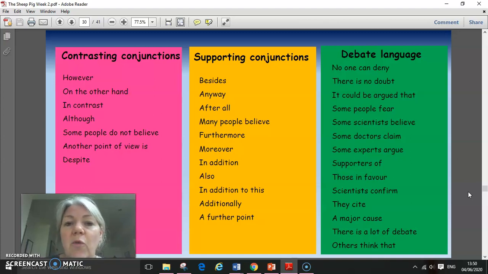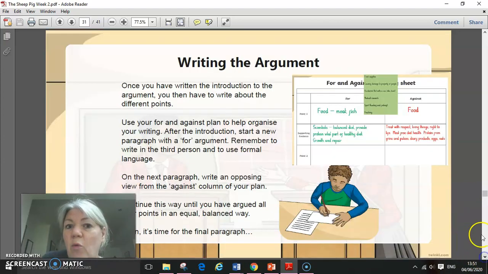Also, it is a formal piece of writing. So it's not informal, so we're going to have to think about using formal language, and we know that means we can't use any contractions, so no apostrophes for contracting words, such as it is into it's. We're going to have to write it is out in full. We've done that already lots this year.